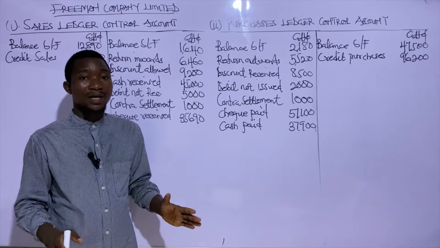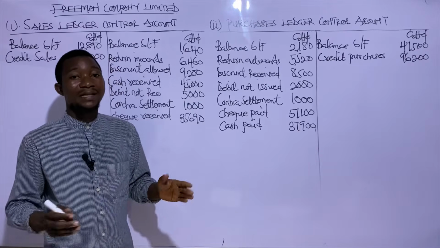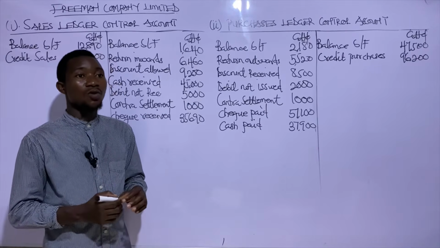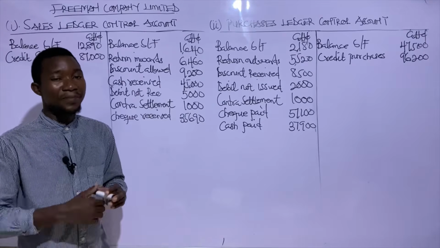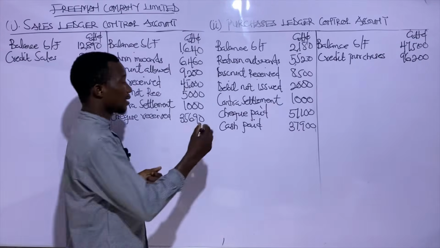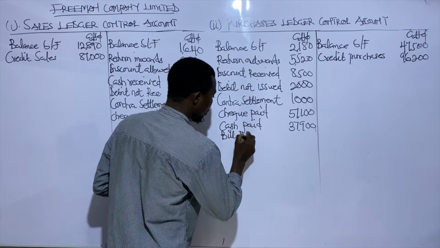The next item to talk about is bills payable. A bill payable is a bill of exchange that is used for payments. So bills payable will reduce the creditors' balance. So it will be recorded at the debit side. So bills payable.